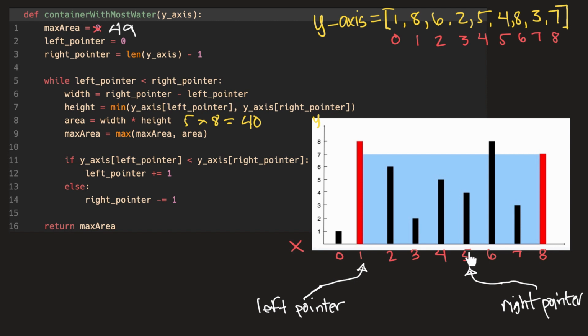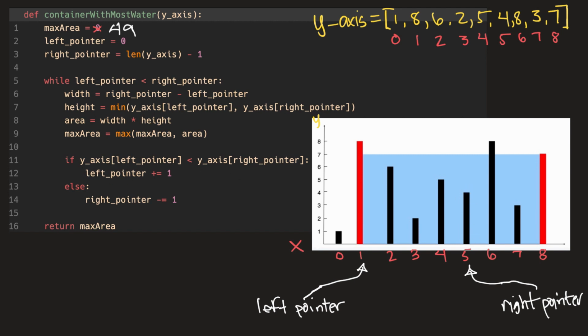Our width is going to be 5 minus 1, which is 4. 1, 2, 3, 4. Our height's going to be the shortest of the two walls, this one and this one. So this wall is the shortest. So our height's going to be 4, and our area is going to be 16. 4 times 4 is 16, which of course is smaller than 49. So once again, we're just going to move our pointers.